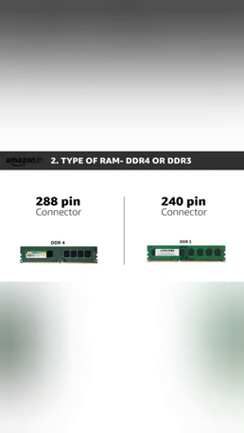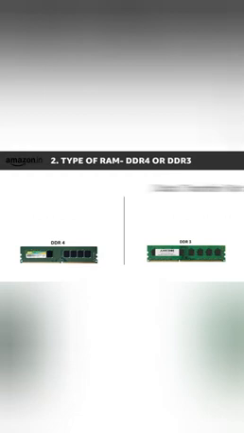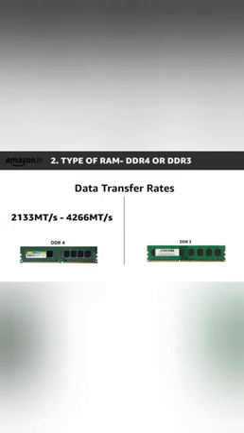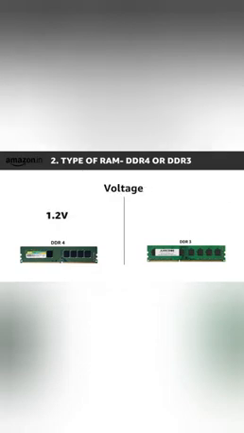Another key difference between these two types of RAM is the speeds at which they can transfer data. DDR4 RAM can transfer data at a rate between 2,133 million transfers per second and 4,266 million transfers per second, while DDR3 RAM can only hit data transfer rates between 800 million transfers per second and 2,133 million transfers per second. DDR4 RAM also uses a lower voltage when compared to DDR3 RAM.